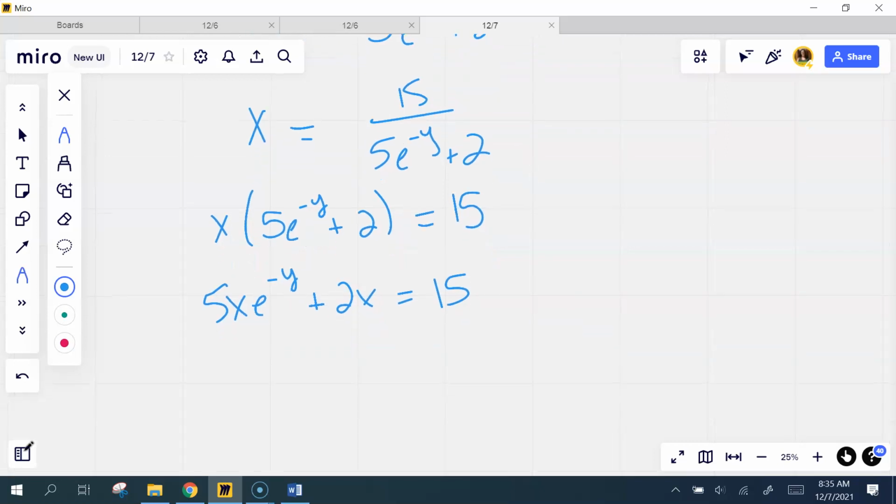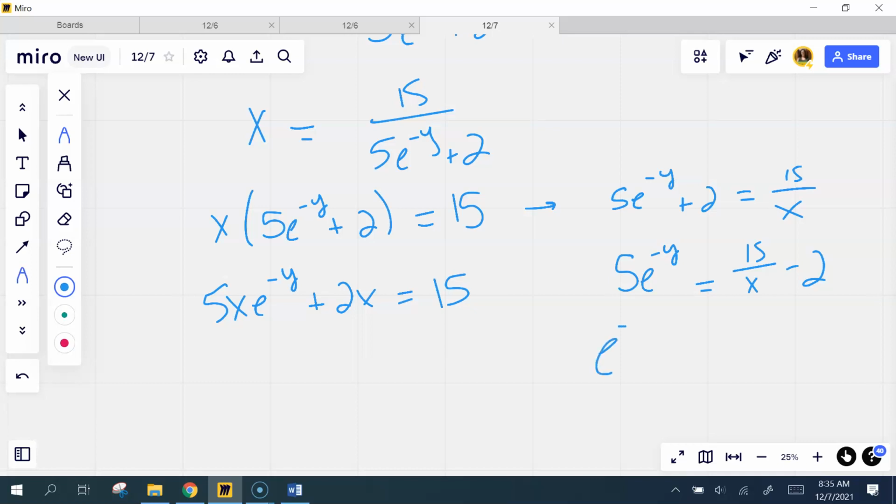Now, if you wanted to just divide both sides by x there, you could do that. You could say 5e to the negative y plus 2 equals 15 over x. Essentially, yeah. So we'll stay over here since that's the way you did it. Subtract 2, and then do what? Divide by 5, right? So I've got e to the negative y. Instead of dividing by 5, I'm going to multiply by 1/5. I'm finding y. That's exactly right. Now, finding y.